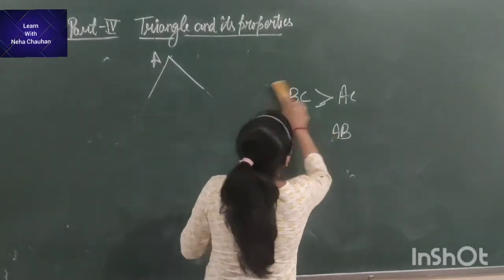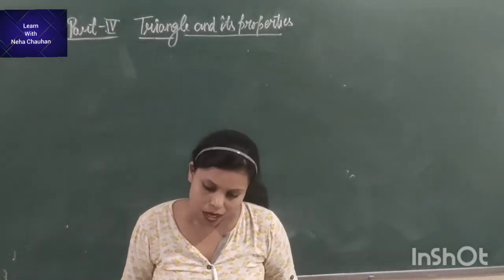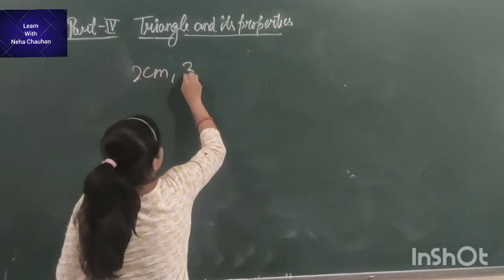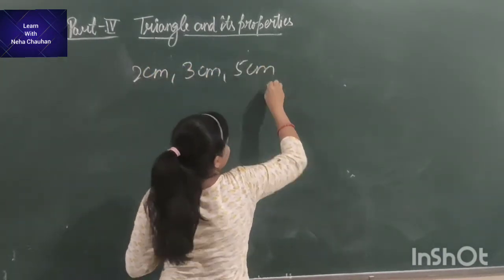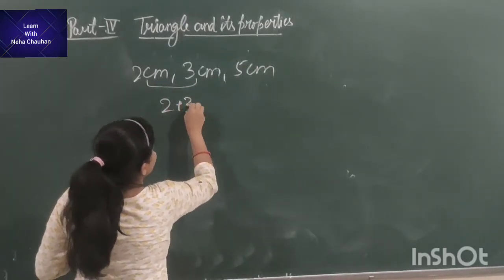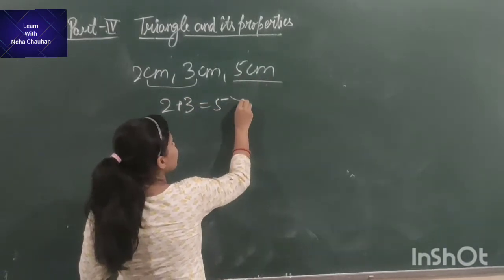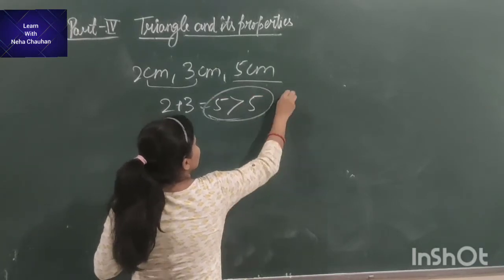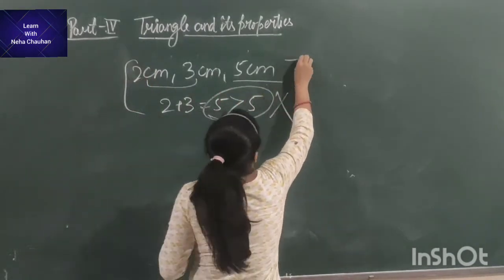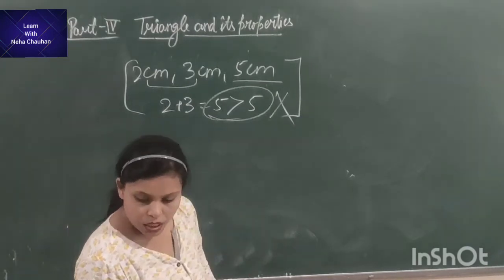So let's do question number 1. Question number 1 says, is it possible to have a triangle with the following sides? The first one is 2 centimeter, 3 centimeter and 5 centimeter. If we add these two, 2 plus 3 is equal to 5, and the third side is equal to 5, but the sum should be greater than it. So this is not satisfying the condition. That means this triangle cannot be made.